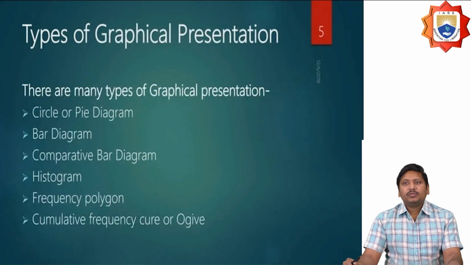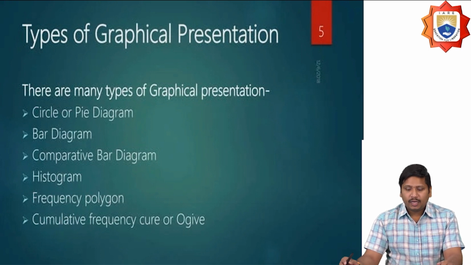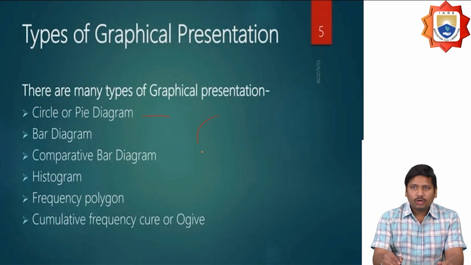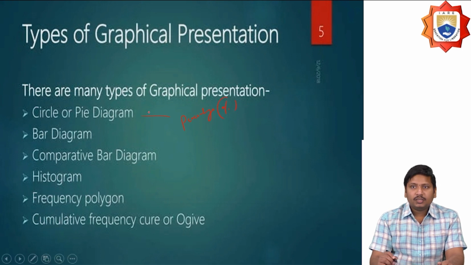There are many types of graphical presentation, like the circular pie diagram, bar diagram, comparative bar diagram, histogram, frequency polygon, and cumulative frequency curve. The pie diagram is used when I represent the data in the form of percentages. If I want to represent the data in percentage view, then I have to go for the circular pie diagram.